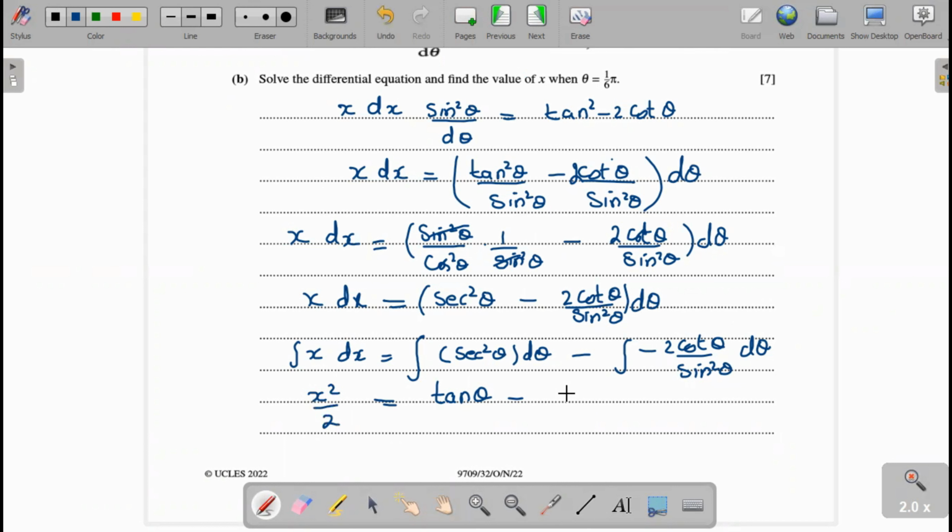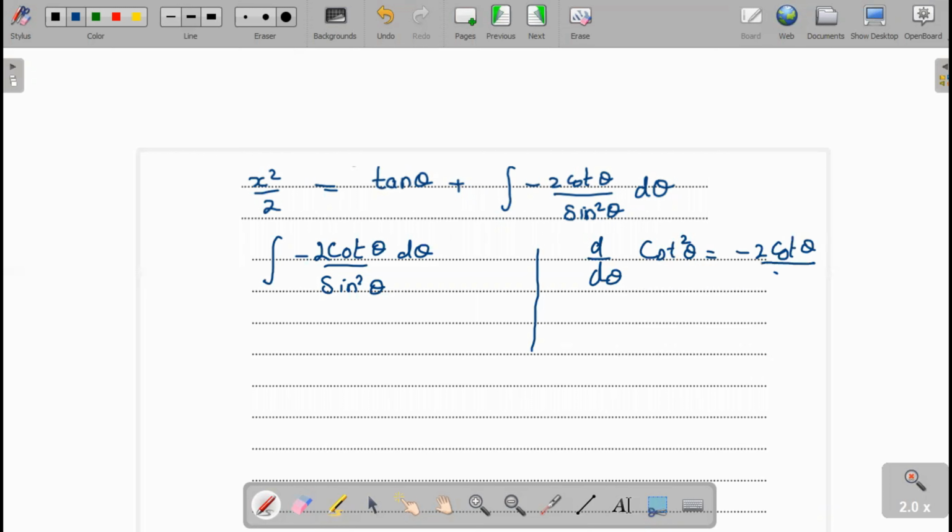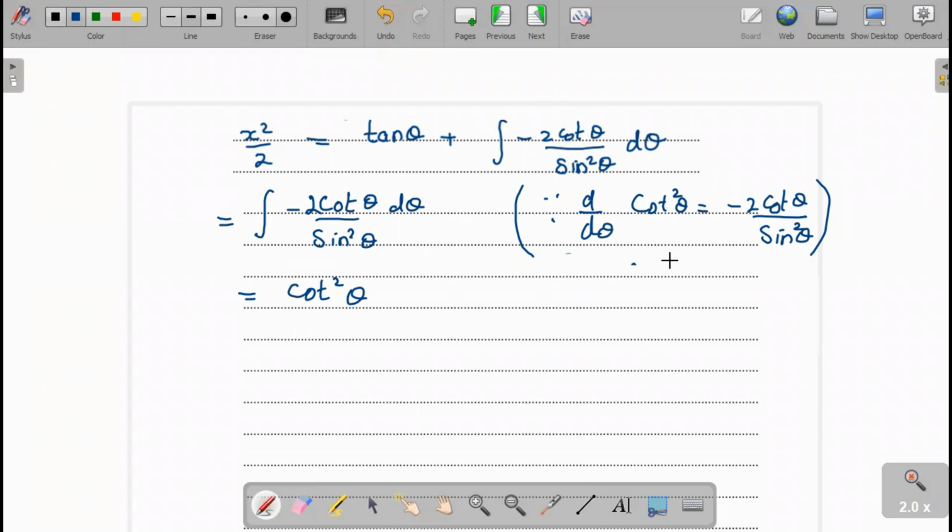Now the integral of minus 2 cot theta over sine square theta d theta. You know d over d theta of cot square theta is equal to minus 2 cot theta over sine square theta. Now if we integrate this value, minus 2 cot theta over sine square theta d theta, that will be equal to cot square theta. Therefore, we can write it as cot square theta.